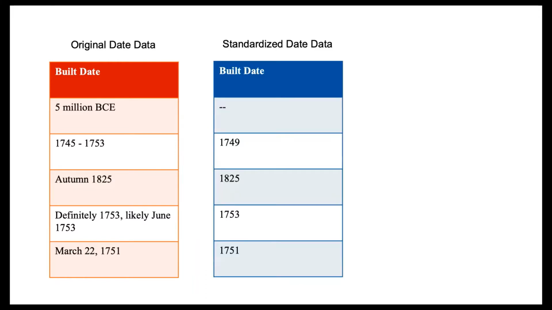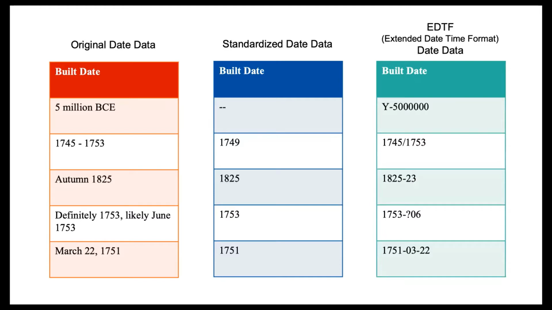Now, in the past, because you want this data to be machine readable as a date in this one field, you may have decided to standardize the date format. And in this example, it's been standardized as just a 4-digit year. Obviously, in doing this, you lose the nuance and important information held in the original data, such as the one exact date you actually had, or that one date might be June 1753. Also, the BCE date can't be represented using the 4-digit year format.